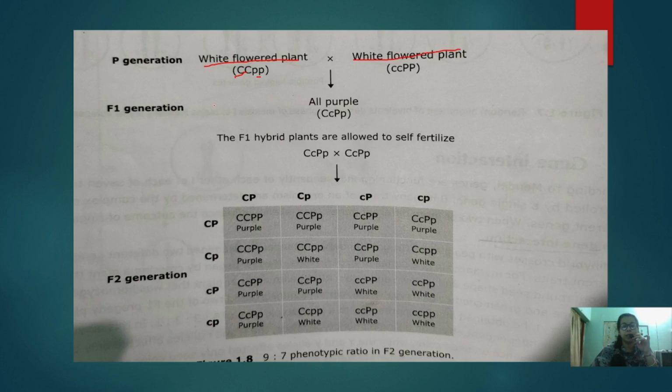By this you must be clear that if both the capital C and capital P are present, then only the purple color will be produced, otherwise white. Here also only a single capital C is present and capital P is absent, so that was a white flower plant, and here also only capital P is present, that's why it is a white flower plant. So when these two were crossed, the capital C and capital P both are present together. That's why the flower which was produced is all purple.